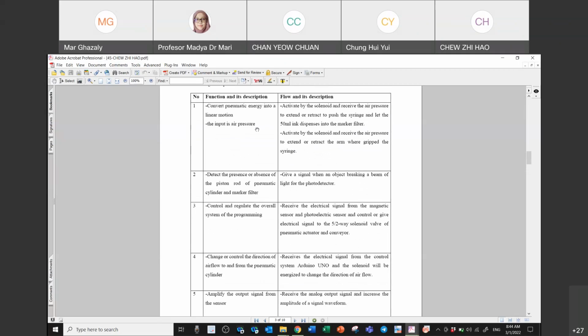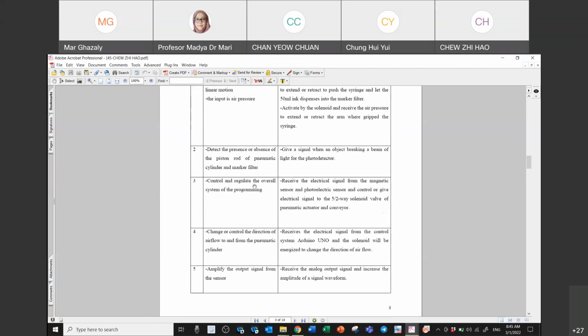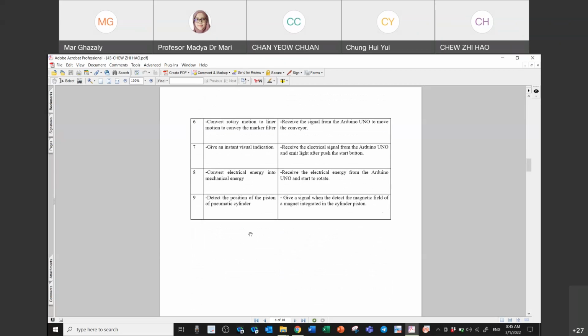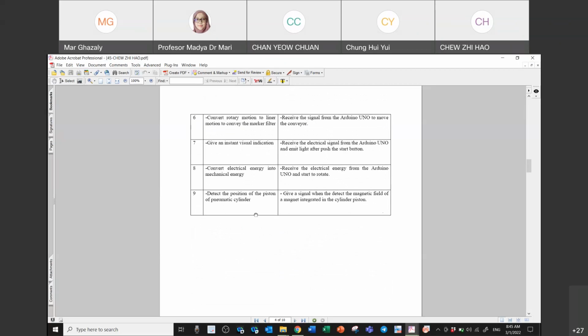Okay, number 1. Do you understand what I mean? So if I were looking at this, number 4, change of control direction means retracting and extending. And number 9 is almost similar. It looks different, but it's almost similar. It's talking about controlling the pneumatic cylinder, extending and retracting.